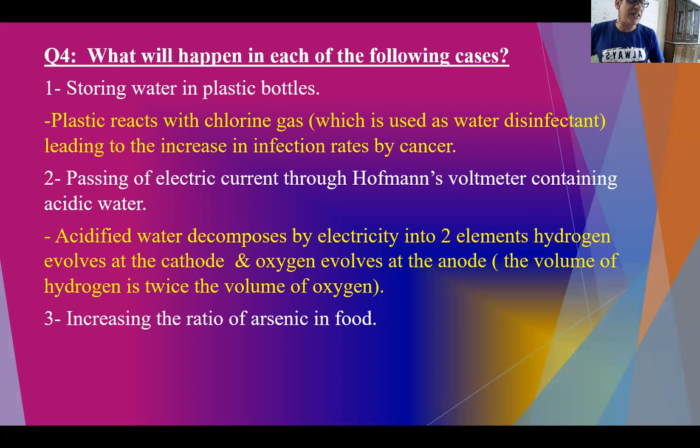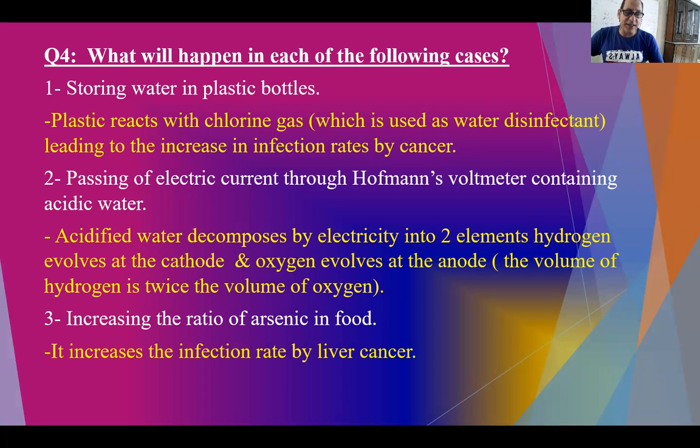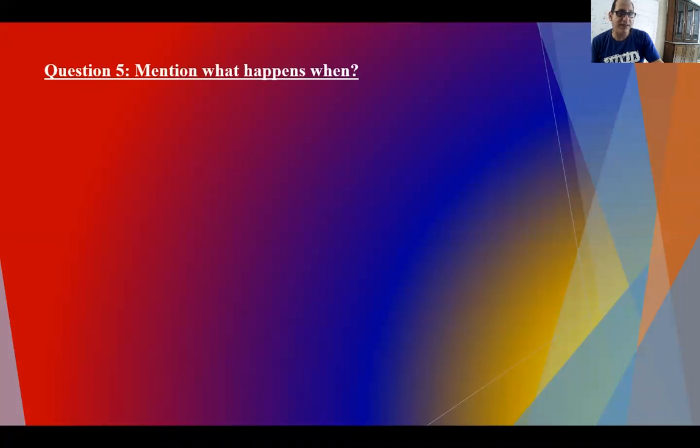Increasing the ratio of arsenic. Arsenic is very dangerous. So it immediately increases the infection of liver cancer. Here we noticed a very important point.